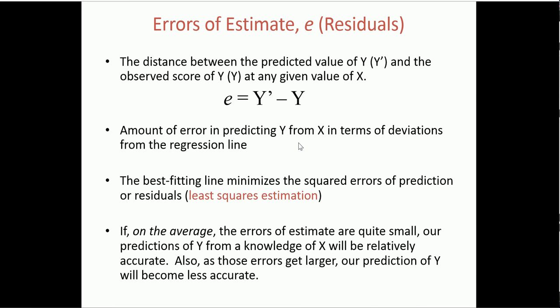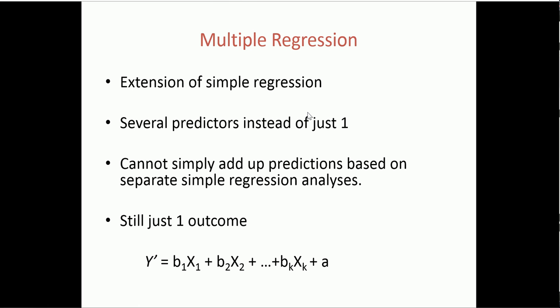So if on average the errors are quite small, we will be better able to predict y from knowledge of x. But if the errors are larger, our prediction of y from x will be less accurate. Simple regression is nice to look at for educational purposes, to understand what a regression actually is. But for the most part, when people conduct regression analyses, they typically, though not always, will have more than one predictor involved. Multiple regression refers to when there are several predictors, so more than one.